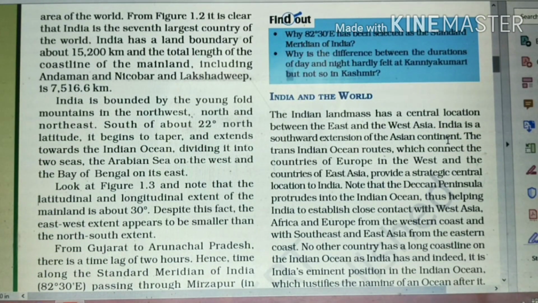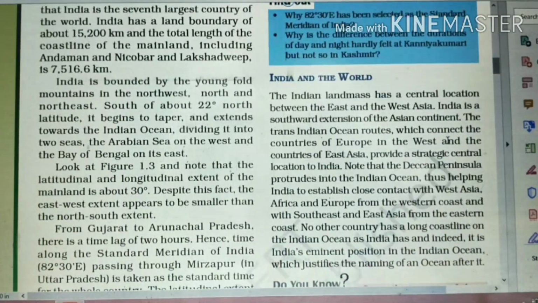Now you must have heard about the standard meridian. The standard meridian is also an imaginary line which passes through India from Mirzapur in Uttar Pradesh. So the whole of India takes its time from Mirzapur.